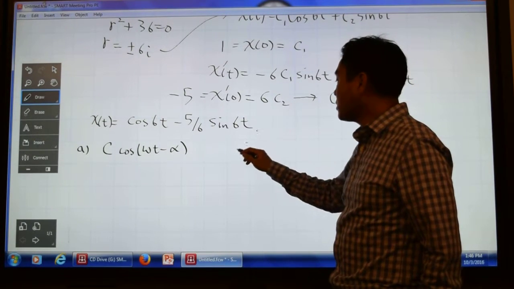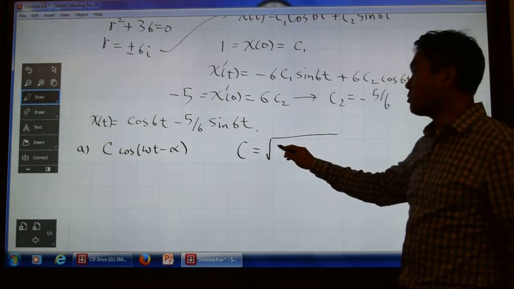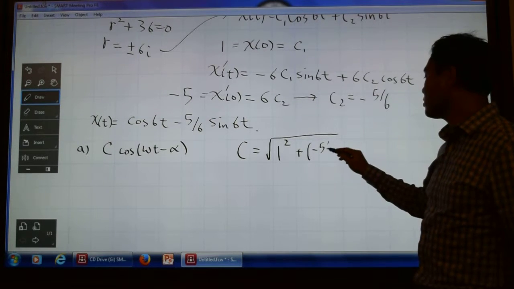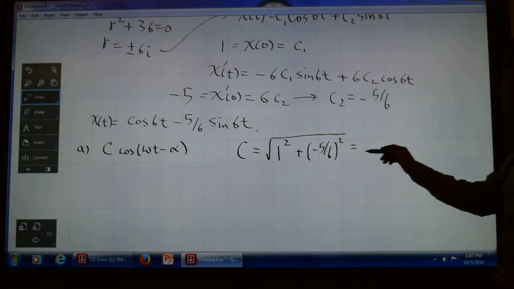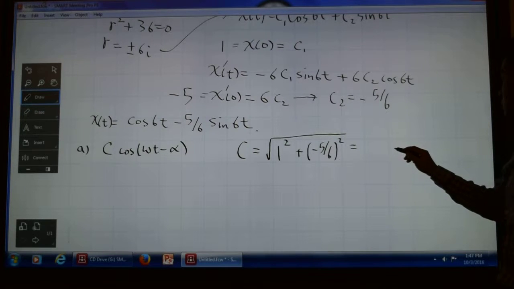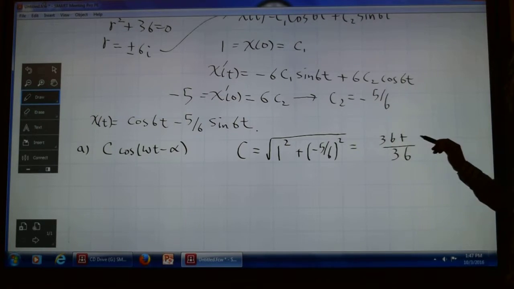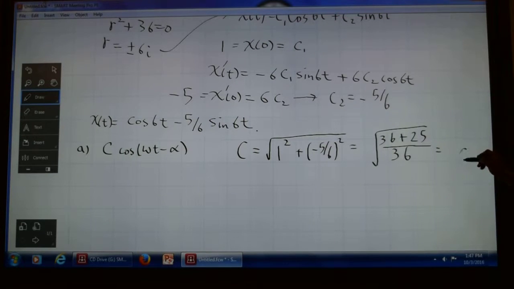First, how do you get the amplitude, which we call c? Get it by the square root of 1 squared, the coefficient of cosine 6t, plus negative 5/6 squared. And that's just 1, but since I'm going to get 36, let's put everything over 36. So 1 is 36/36, and 5 squared is 25, and then you have over 36, so you get the square root. The square root of 36 is 6, so you get 6 in the denominator, whereas on the top you get 61.